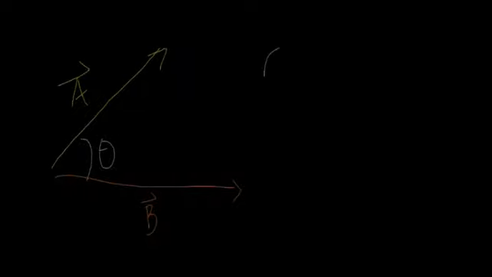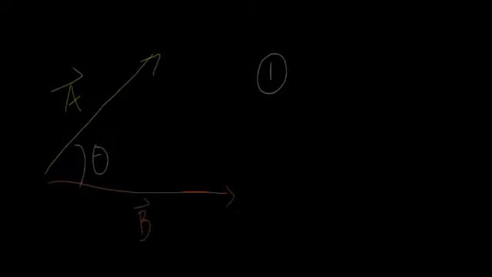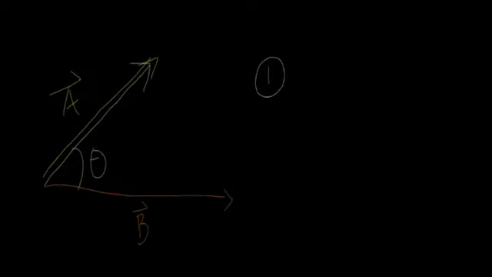Step one is to place your right hand with your fingers pointing in the direction of the first vector in the cross product. The order matters, of course. So in this case, you would have your fingers pointing in this direction.